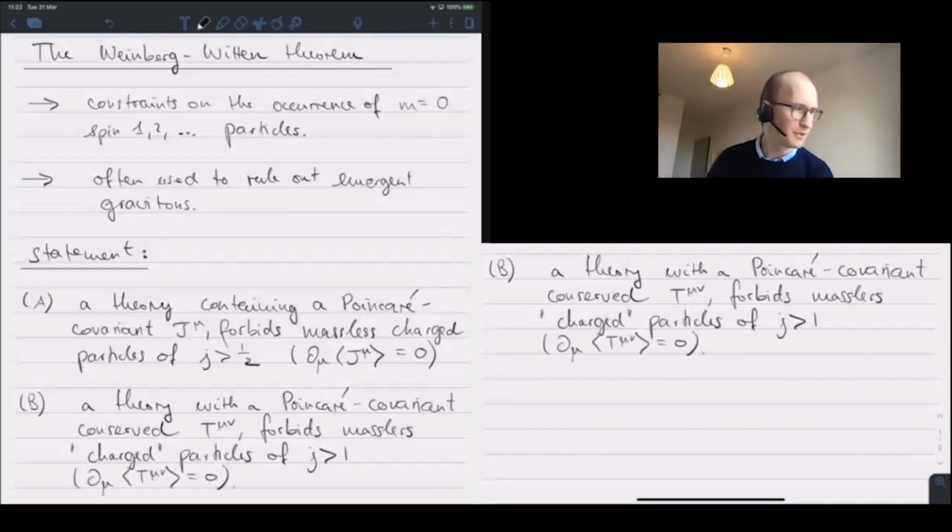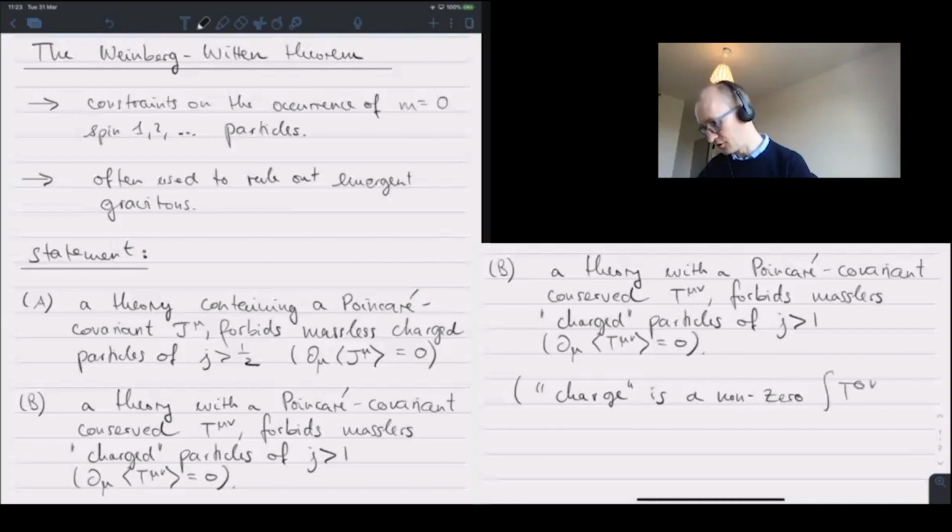And charged in inverted commas, you already understand because we spent some time on this, basically means a non-zero charge. So the charge is the non-zero integral of T0 nu d3x. This is like mass or energy, if you want, the energy current. Here, of course, you have a non-zero integral of J0 d3x. That's electric charge, right? Good.